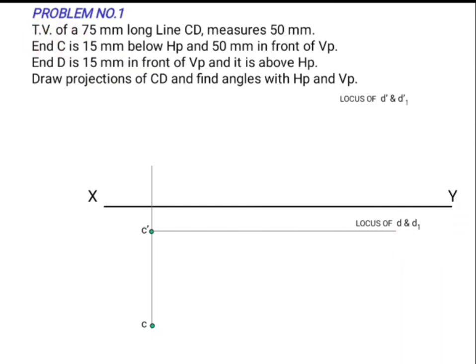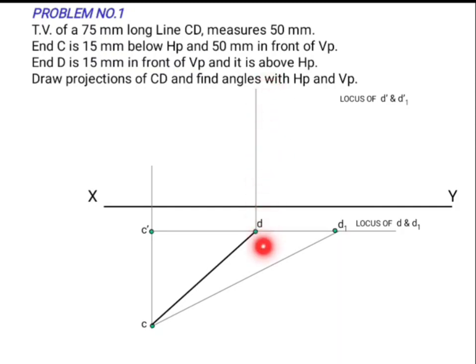The length of the plan or top view is given as 50 mm. So take 50 mm in your compass and with C as center, cut an arc on the locus line of D. Now we can join CD, that will be the plan of the line CD. Now the true length of the line is given as 75 mm. So with point C as center, I can draw an arc to the locus of D and get the intersecting point D1. So this will be the true length and this will be the top view.